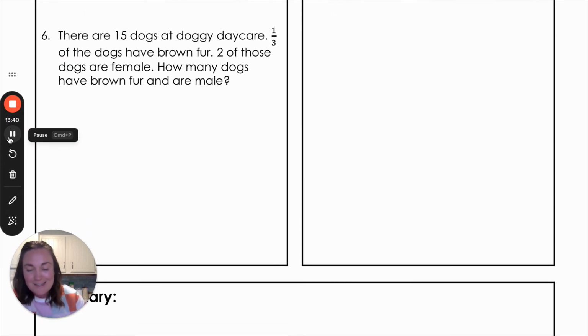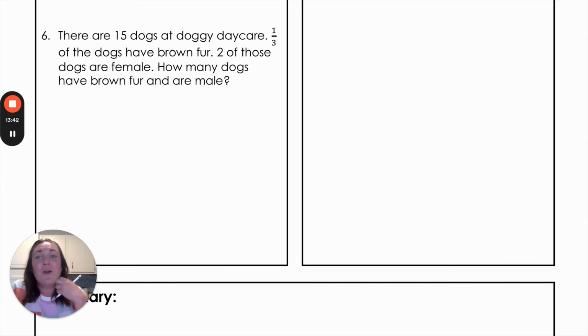All right, number 6, there are 15 dogs at the doggy daycare. 1/3 of those dogs have brown fur. 2 of those dogs are female. So we want to know how many dogs have brown fur and are male.